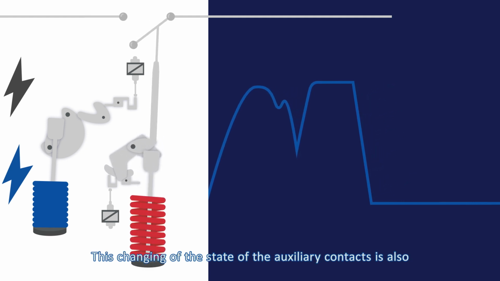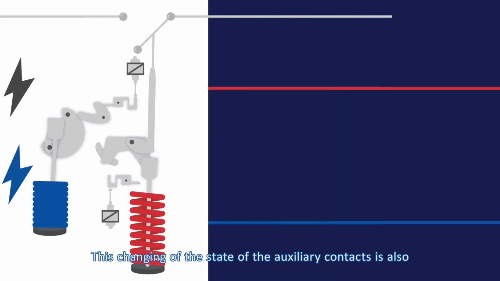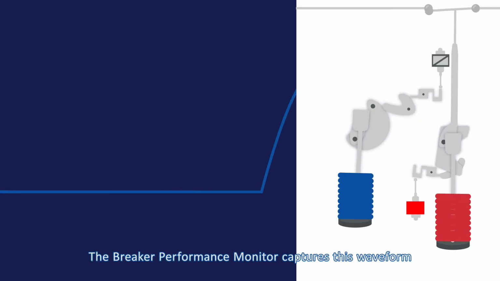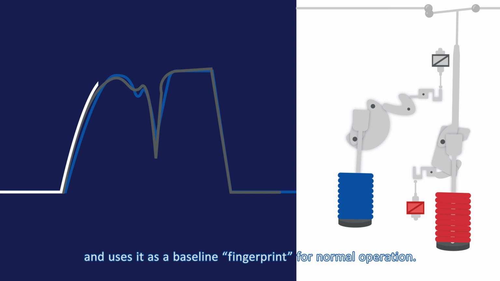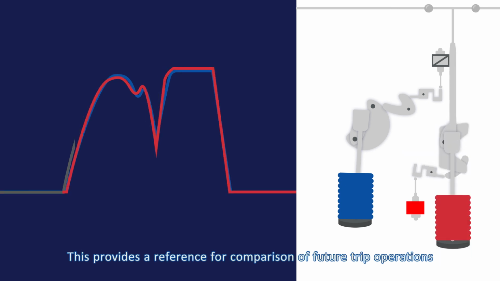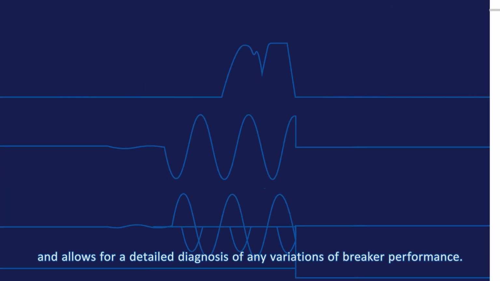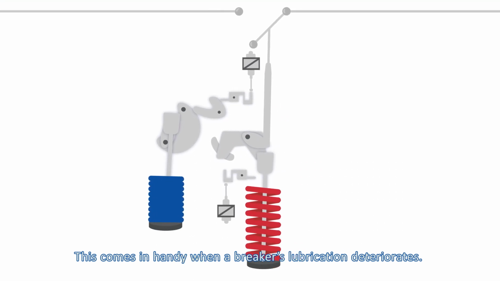This changing of the state of the auxiliary contacts is also captured during the waveform capture, as well as the current flow through the breaker's main contacts. The Breaker Performance Monitor captures this waveform and uses it as a baseline fingerprint for normal operation. This provides a reference for comparison of future trip operations and allows for a detailed diagnosis of any variations of breaker performance. This comes in handy when a breaker's lubrication deteriorates.